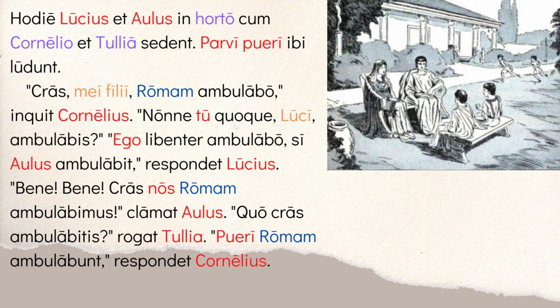Then you have cras mei filii, Romam ambulabo, inquit Cornelius. So tomorrow, my boys, my sons, right? Mei filii, it's vocative. He says ambulabo. Here we have something different. You can tell by the bo ending, it's future tense. So he's not saying I am walking or I was walking, but I will walk. And it kind of makes sense because he started his line with cras, which means tomorrow. So he's talking about something that hasn't happened yet. So that's why you have the future tense, and you can see how you form it, right?